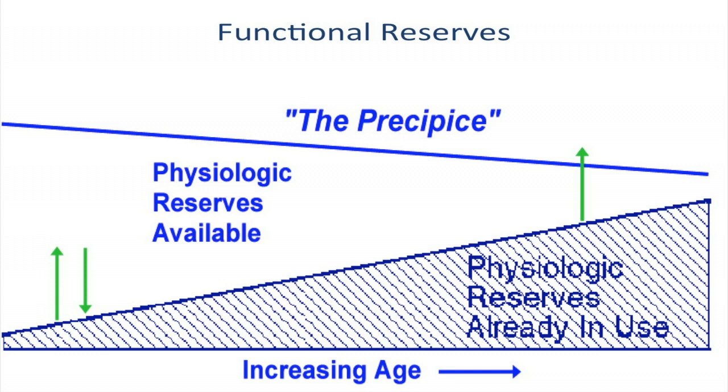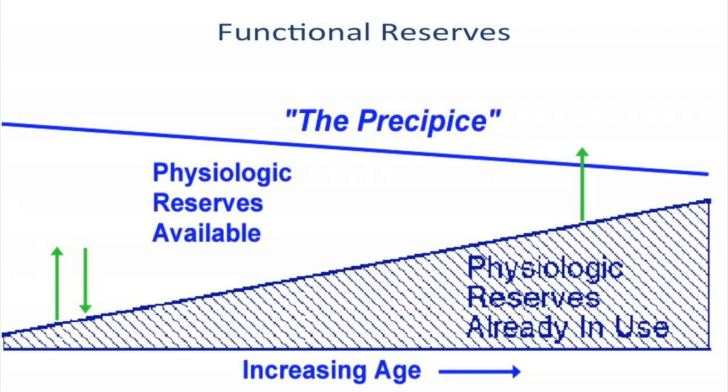And if, for example, your two-year-old was to get an ear infection, they could go above that line into the physical reserves available and have a great amount of reserves available to help the child fight off an infection. But as we age, that whole striped area of physiological reserves is already in use. We have to use more and more of our physiological reserves in our daily activities of living.